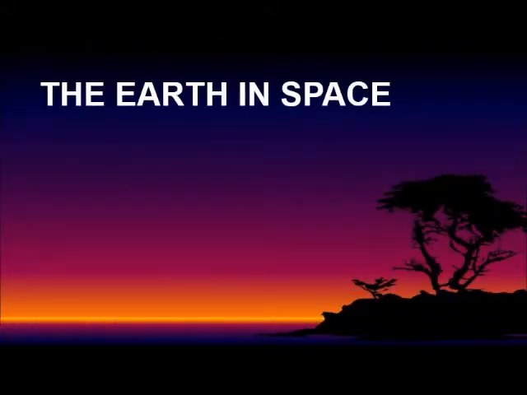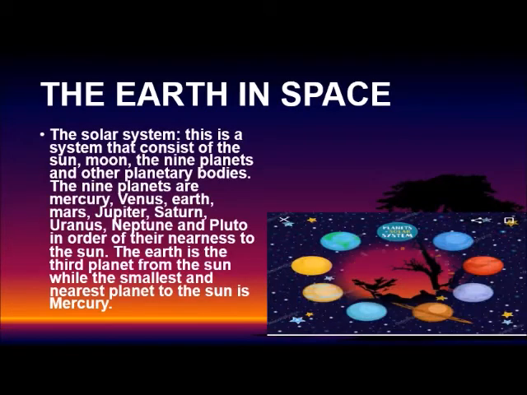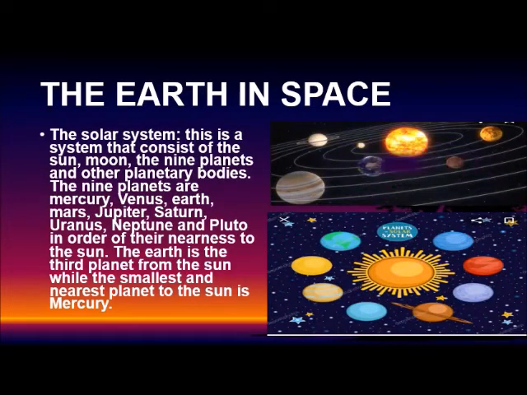The Earth in space. Let's look at the solar system. This is a system that consists of the Sun, Moon, the 9 planets and other planetary bodies. The 9 planets are Mercury, Venus, Earth, Mars, Jupiter, Saturn, Uranus, Neptune, and Pluto in order of their nearness to the Sun. The Earth is the 3rd planet from the Sun, while the smallest and nearest planet to the Sun is Mercury.